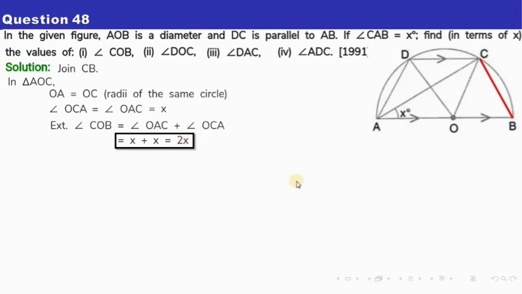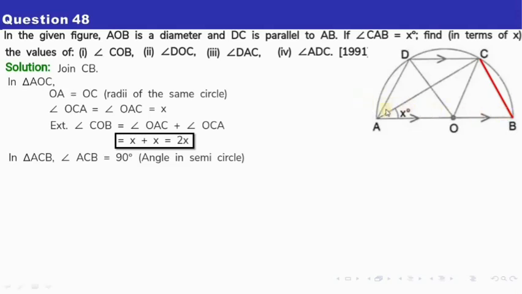All right, now let's have a look at the next triangle. This is triangle ACB. In this triangle ACB, since this is a semicircle, ACB will be 90 degrees because it is an angle in a semicircle. Now if this is 90 degrees, then the sum of this and this will obviously be 90 degrees, right?